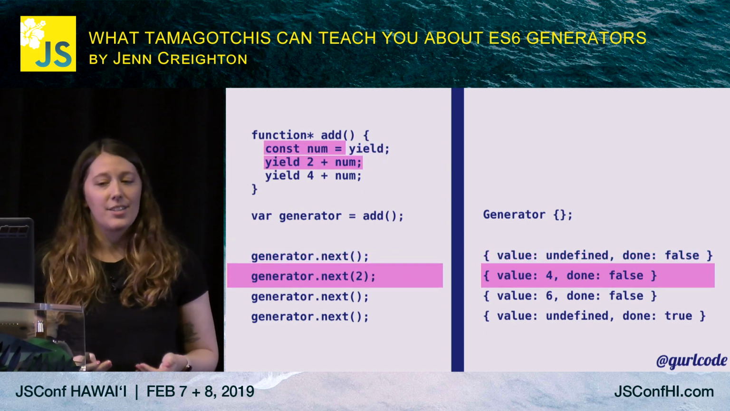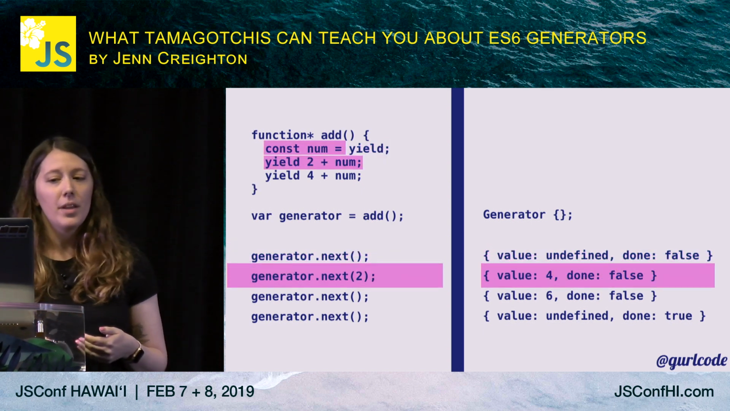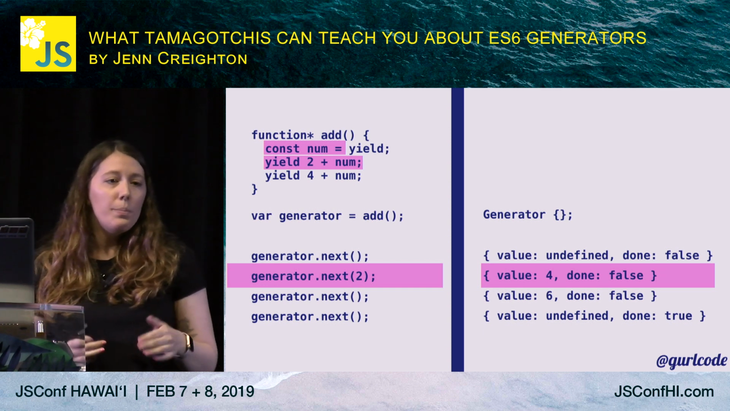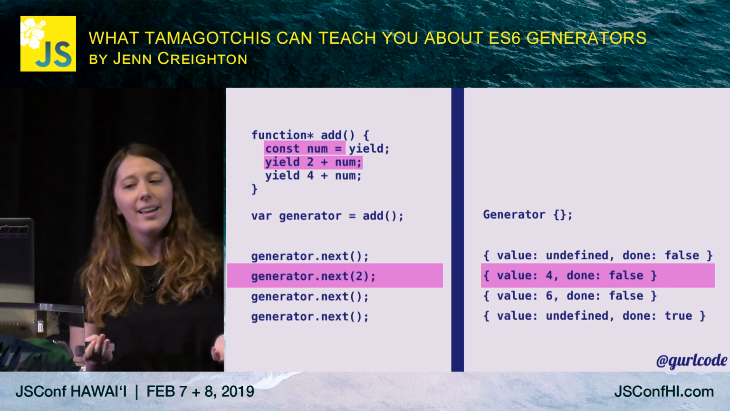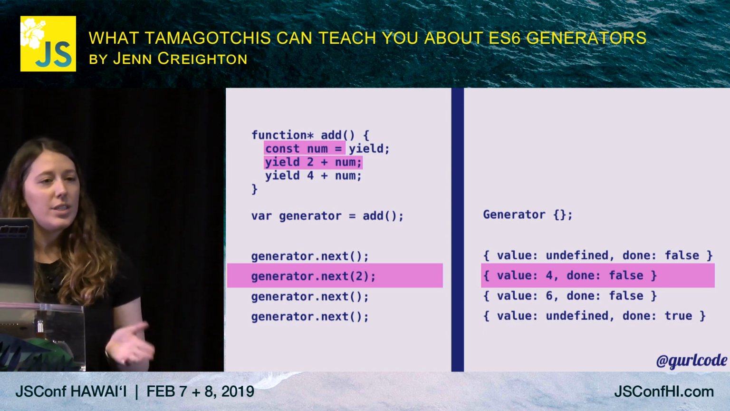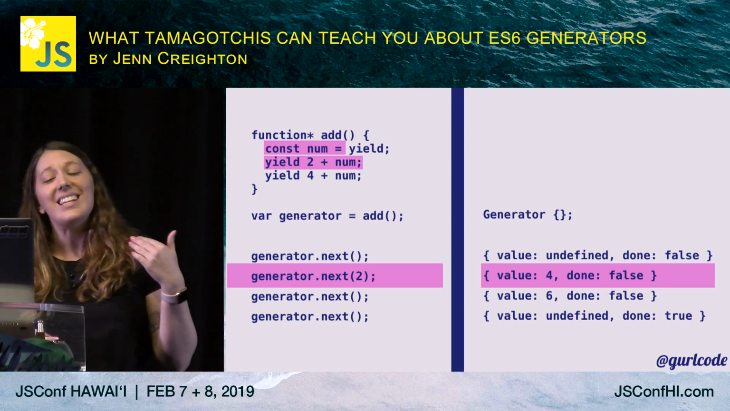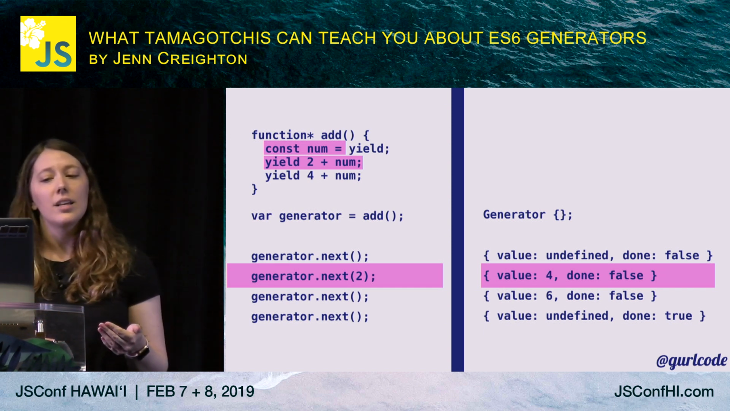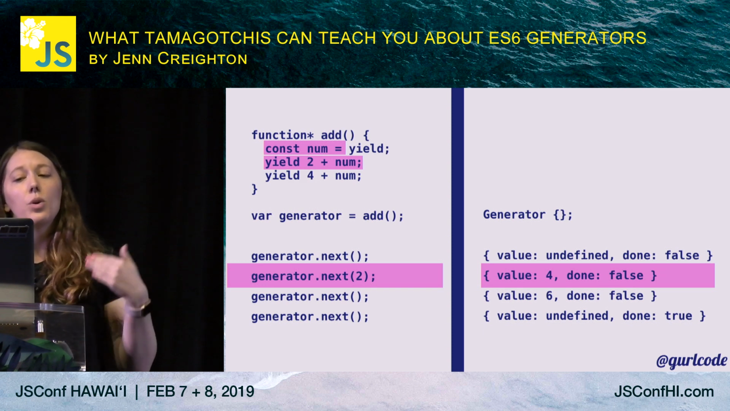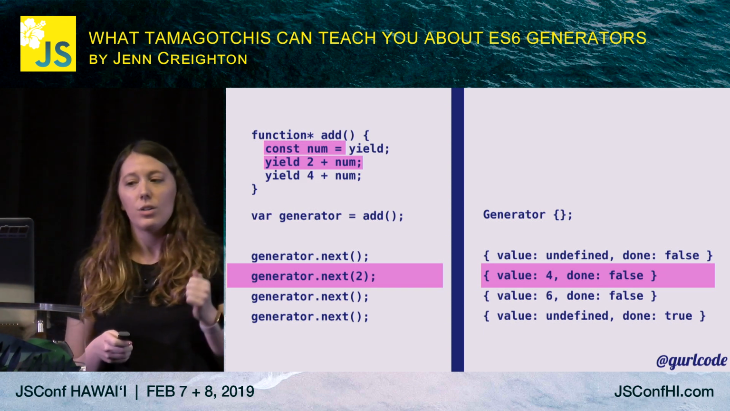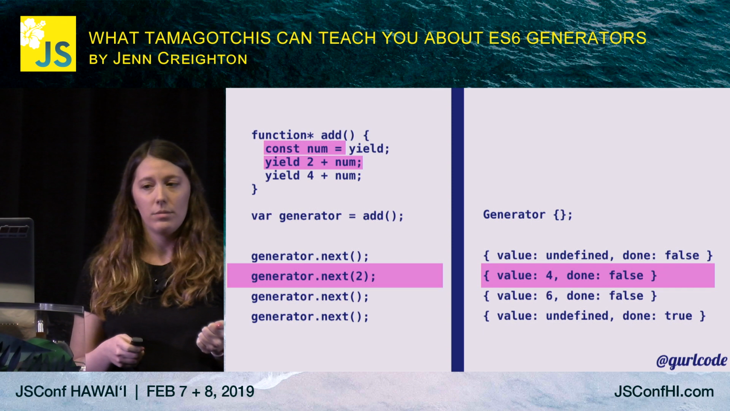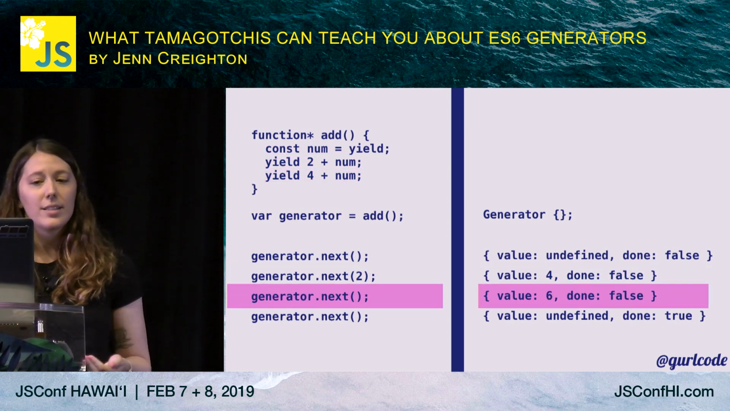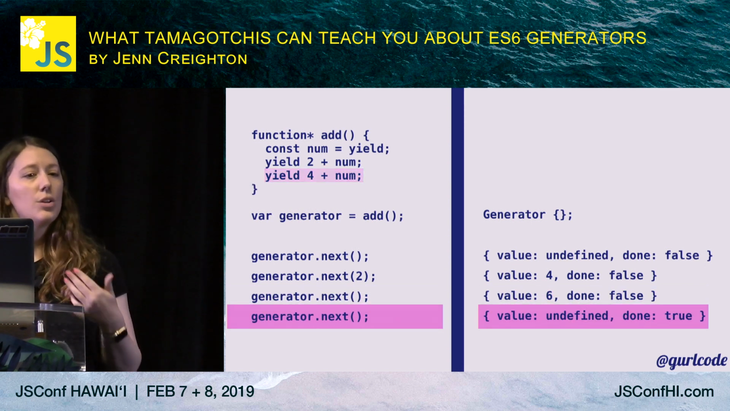On the second next call, we pass in a value. And that value is going to take the place of yield. And now, because we've called next and we've said, hey, do whatever you need to do until you see a yield statement, the value is now being assigned to the variable num. The generator runs until the next statement, and this time we do have a value yielded back, 2 plus num, or 4. On the next call, the generator yields 4 plus num, or 6. Then it's done, no more yield statements.